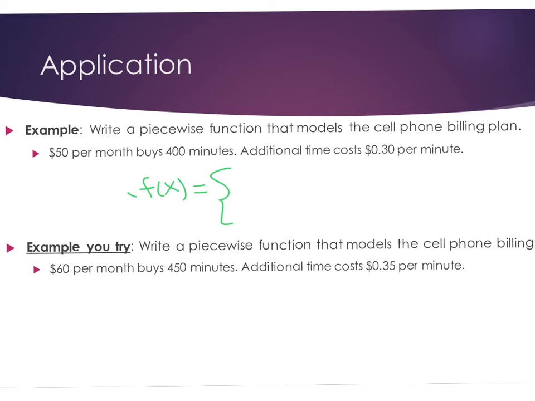So if we are saying x is the one month bill, we would have 50, and then our unknown is the number of minutes. So x is less than or equal to 400. Then it says additional time costs 30 cents per minute. Okay, so if I go over, 0.3x plus 50, and that applies when x is greater than 400. And that's it. That's all you got to do.